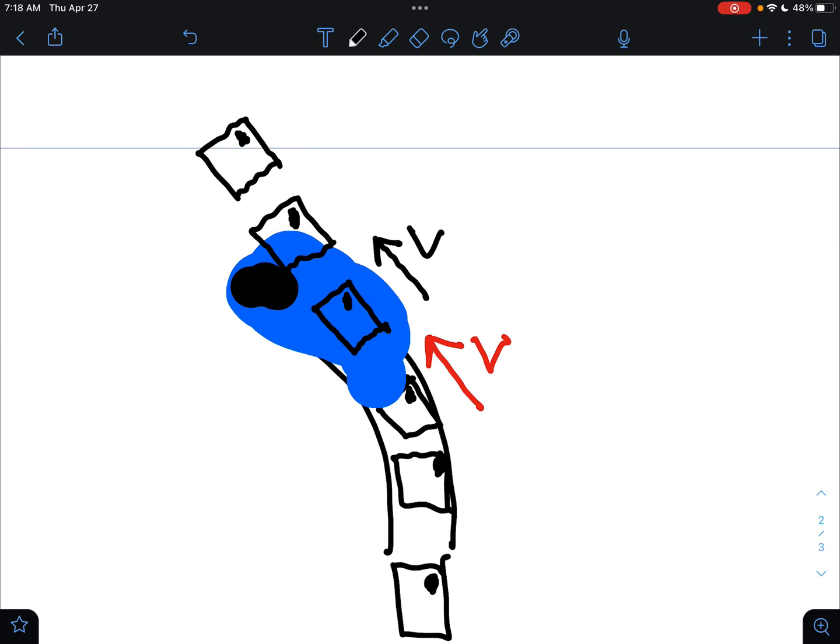Now we've gone over inertia and how that relates to circular motion and what we feel and experience.